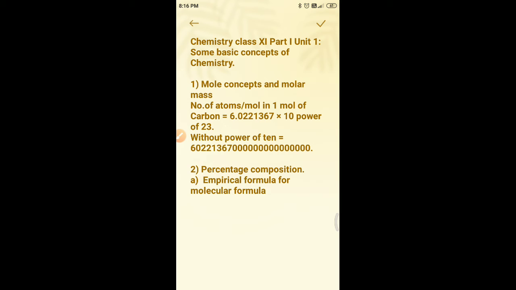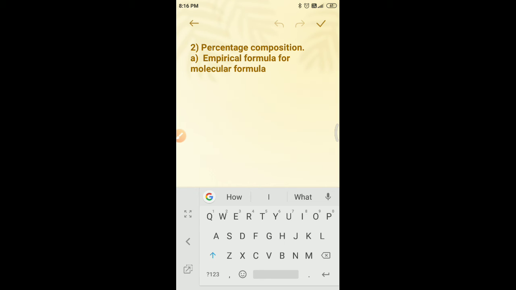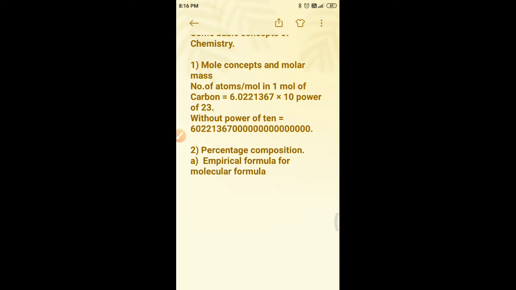Next, in step 3, we should take the mole values obtained above and find the smallest number among the moles of the various atoms. Here, moles of carbon is 2.021 and moles of chlorine is 2.02. Among these, the smallest mole value is 2.021 moles.